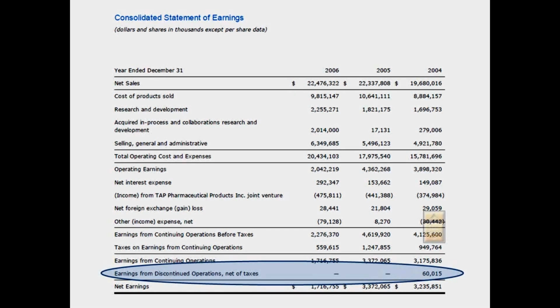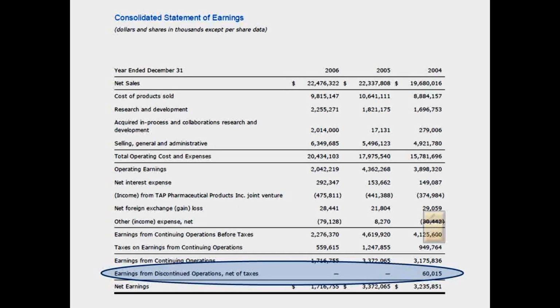Okay, taxes, earnings from continuing operations, and now we've got this weird thing that we didn't have for Apple or for this company, which is earnings from discontinued operations net of taxes. Now, here's a number. Why isn't there any number here and here? I discontinued it, so we're done. We're discontinued, right? Once you discontinue it, we're not going to discontinue it anymore.